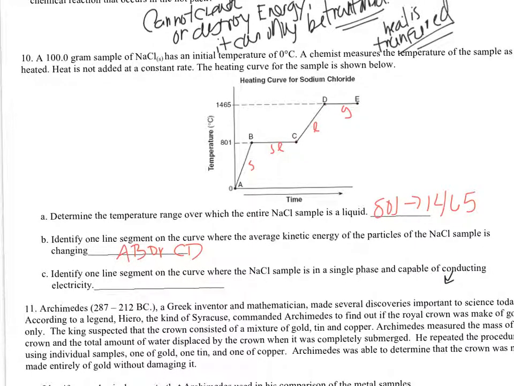Capable of conducting electricity means it must be liquid. And then single phase, meaning it can only be liquid. So this is CD.